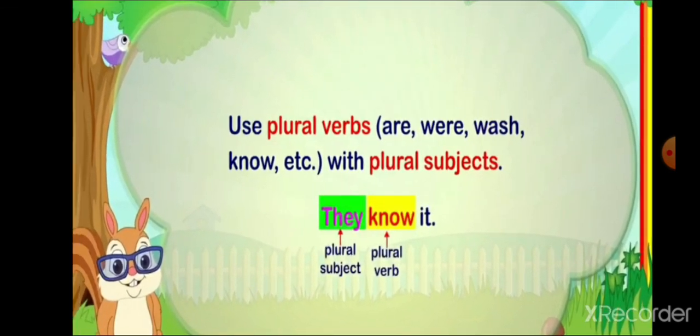Now use plural verb. Are, were, was, know, etc. with plural subject. Students, whenever we talk about the plural subject, at that point of time we have to use plural verb which are given in the bracket. Let's see the example. They. In this, they is the third person, but it is the plural subject, right? So at this point of time, we have to use the plural verb know. They know it.